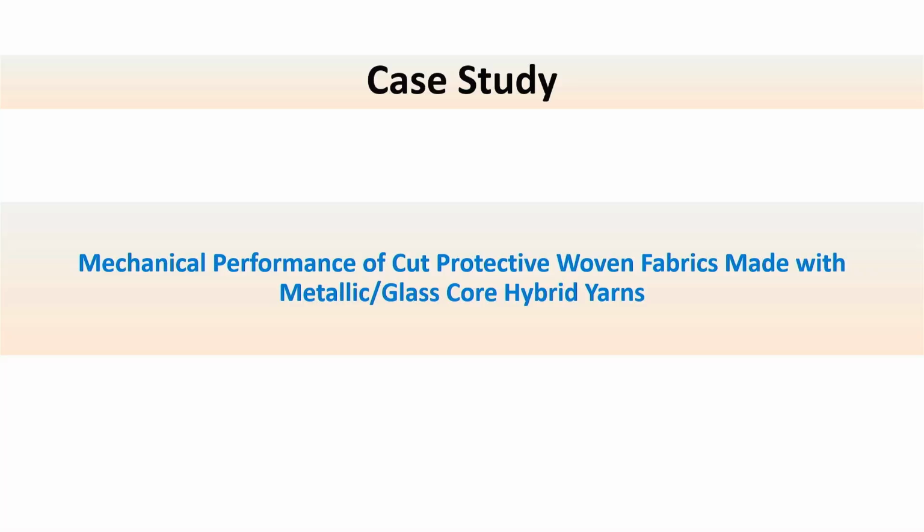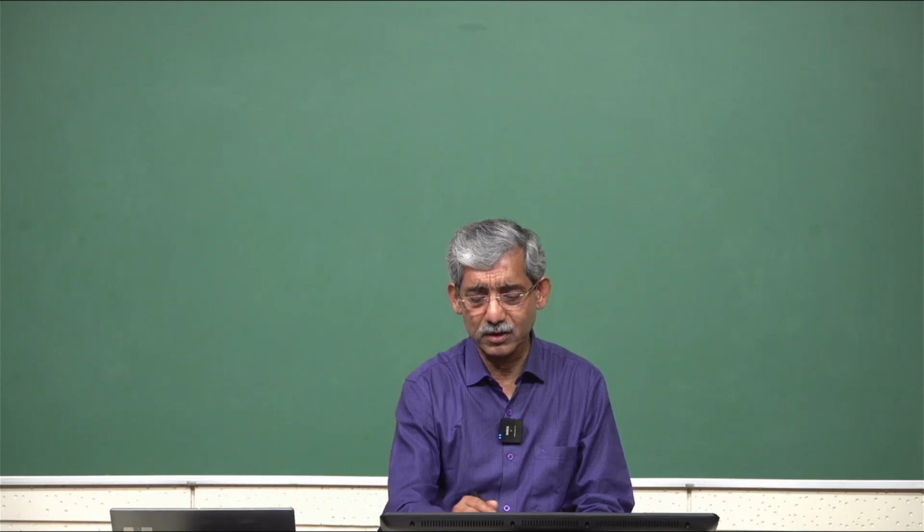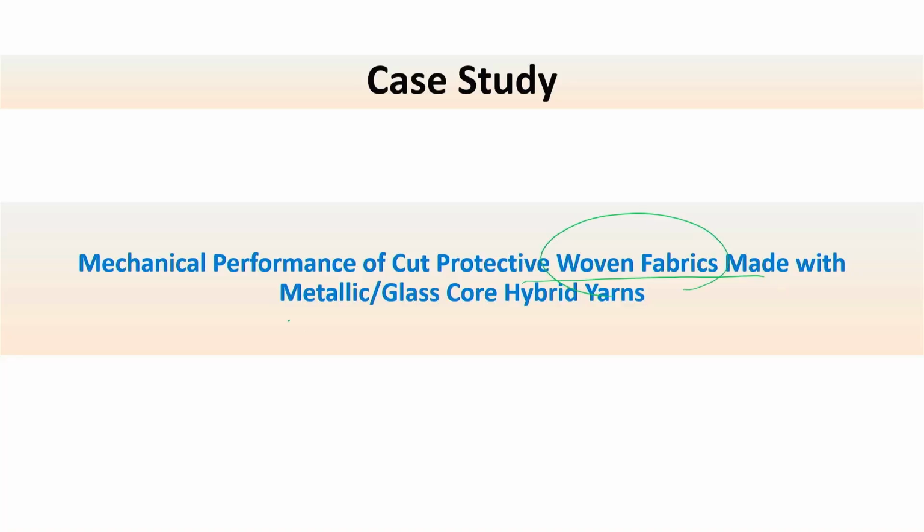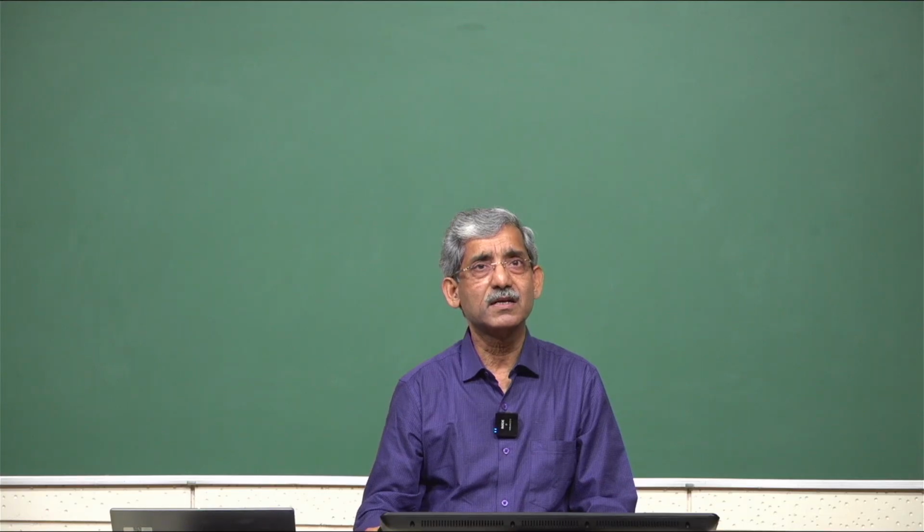So, like mechanical performance of cut protective woven fabrics, where we have used woven fabrics. Our main study was focused on the woven fabrics which we have made with the core yarn. So, core sheath yarn, where metallic yarn, stainless steel or glass yarns were used in the core, and in the sheath high performance fibers were used. So, these studies we will discuss in the next session.